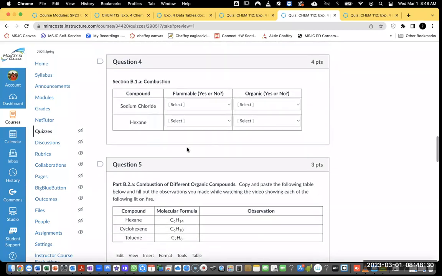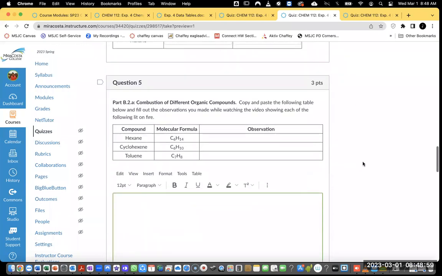The next is the combustion problem. You will watch the videos and tell, when they take sodium chloride and put it in fire versus hexane and put it on fire, whether they were flammable or not. If it catches fire, that's flammable. If it's not, then it's not flammable. And guys, whether it's organic or not, you should be able to tell that by now, okay? You will see that organic molecules are highly flammable and inorganic usually are not, okay?